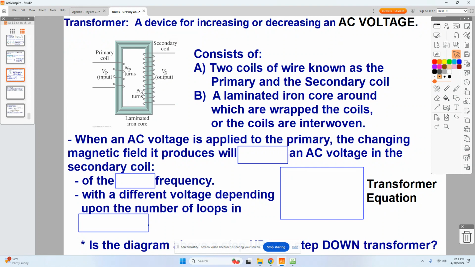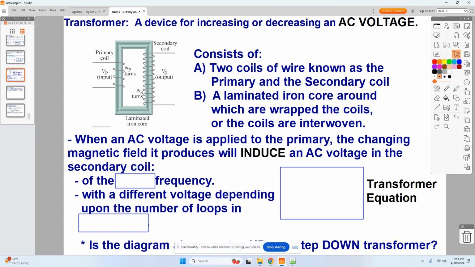So it's just terms that we would use to describe which side is the input power coming in, which side is the output. The laminated iron core around which are wrapped the coils, they're either interwoven or they're set up like this. When an AC voltage is applied to the primary, the changing magnetic field it produces will induce an AC voltage in the secondary coil.